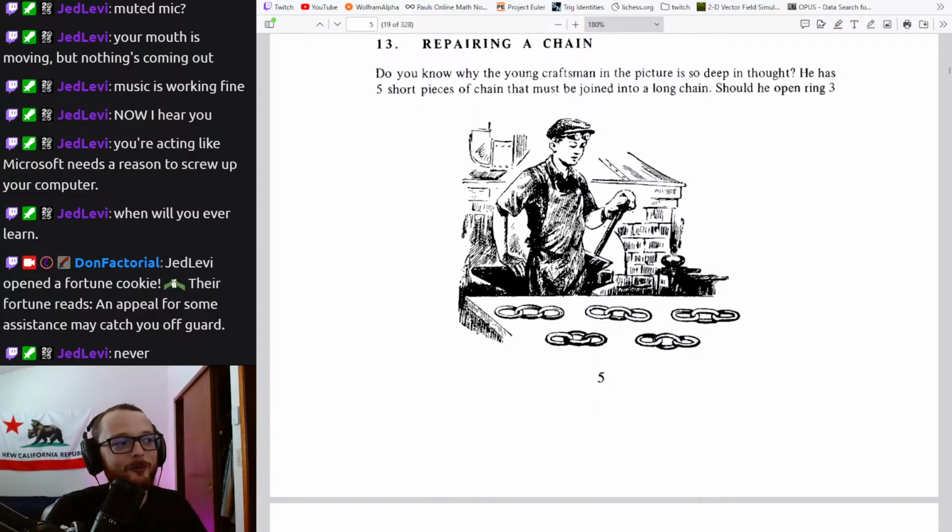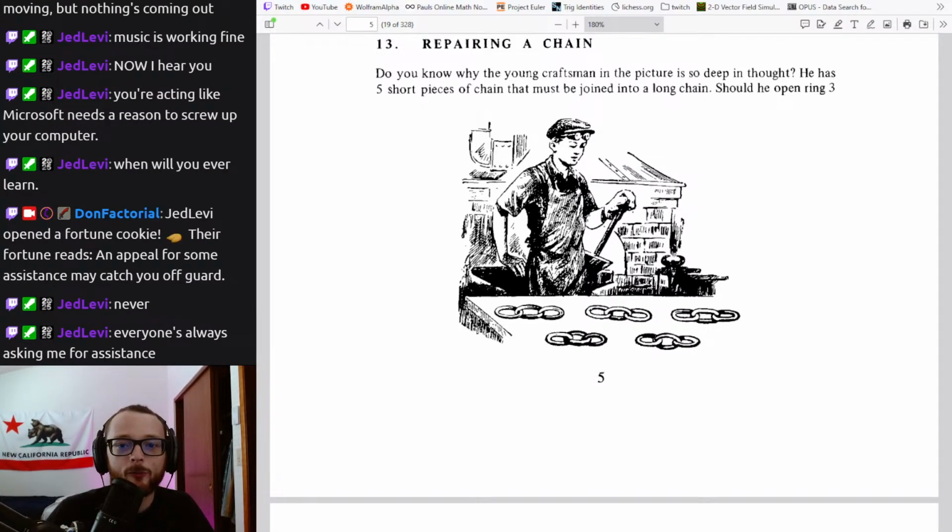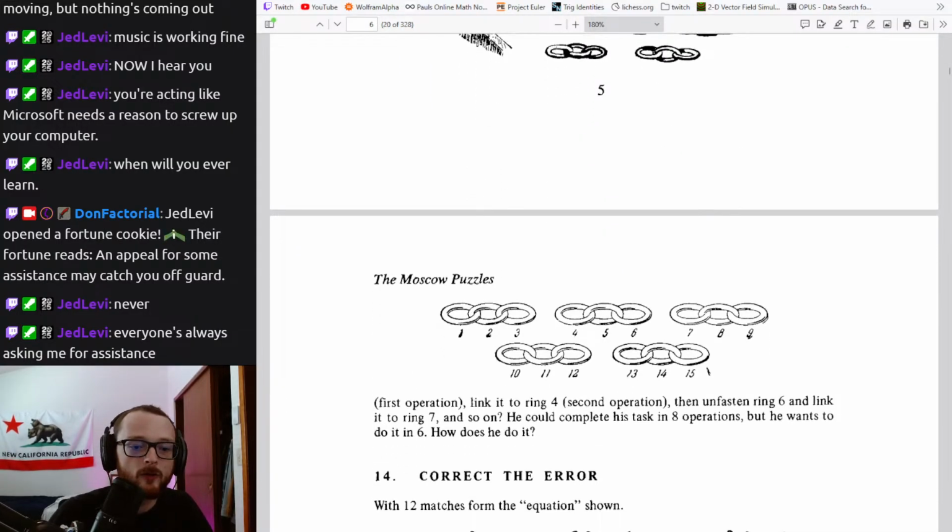Okay, I'll reread this problem from scratch. Repairing a chain. Do you know why the young craftsman in the picture is so deep in thought? He has 5 short pieces of chain that must be joined into a long chain. Should he open ring 3, first operation, link it to ring 4, second operation, then unfasten ring 6 and link it to ring 7, and so on? He could complete his task in 8 operations. He wants to do it in 6. How does he do it?